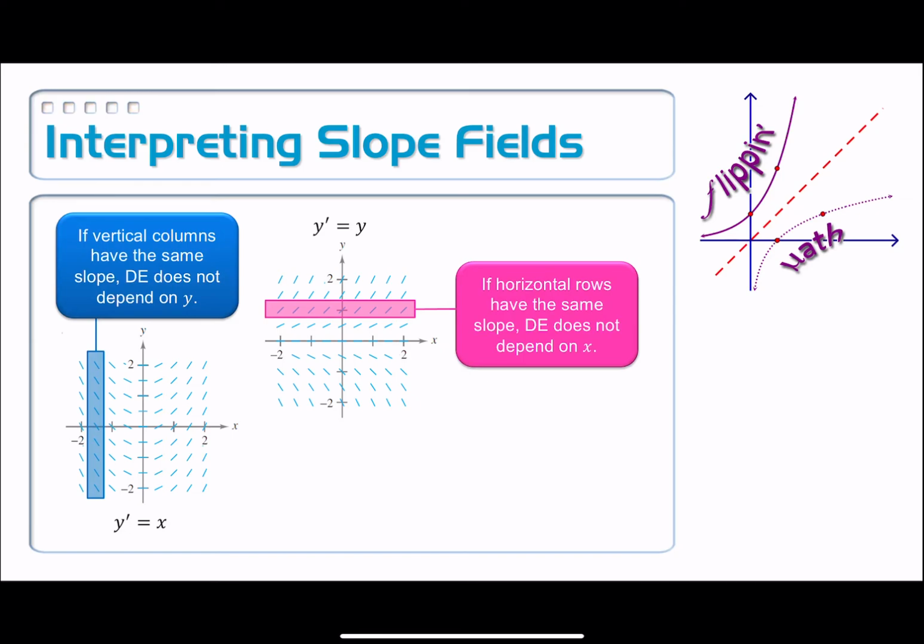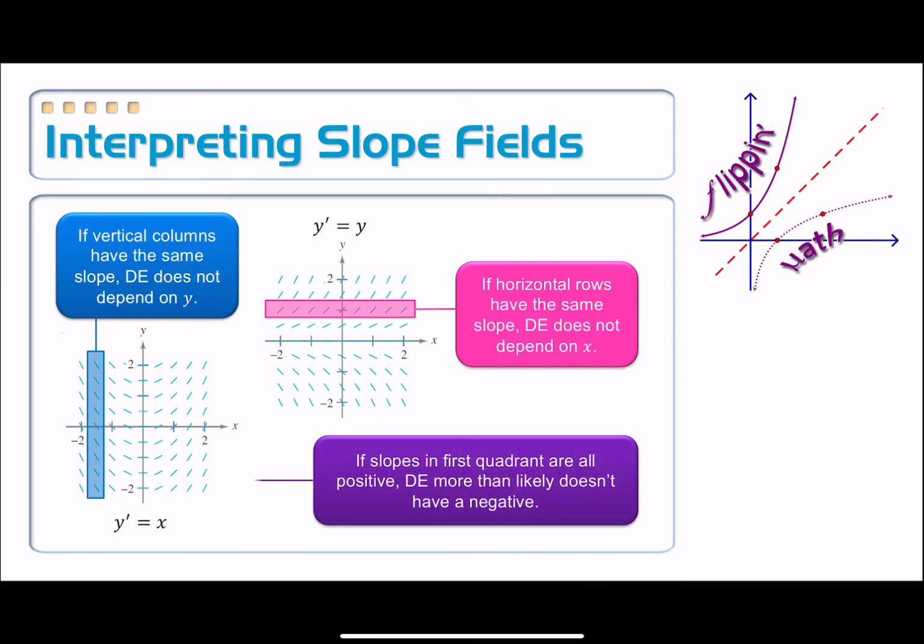And one other thing that you can look for, I would look in the first quadrant. Notice that on the one that's over here, y prime is equal to x, in the first quadrant, everything's positive. If everything's positive in the first quadrant, there's probably not going to be a negative sign in there. There would need to be a negative sign in there in order to make the slopes go in the opposite direction.